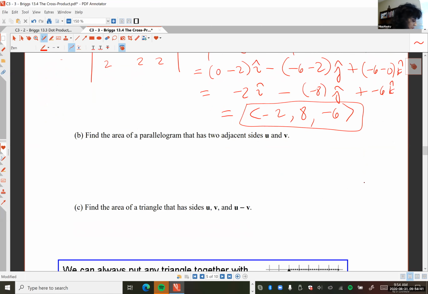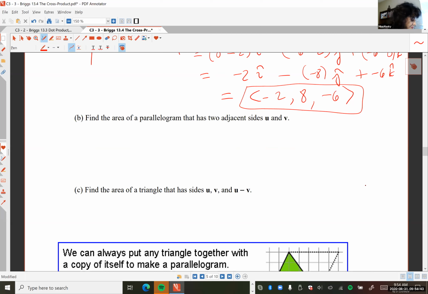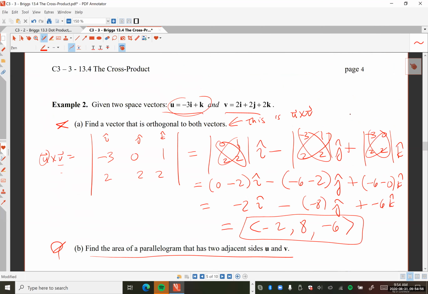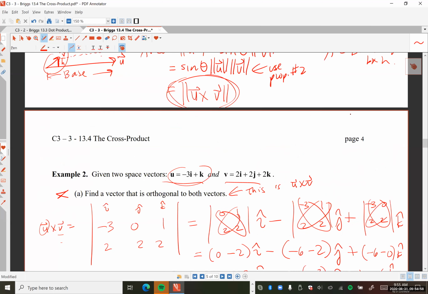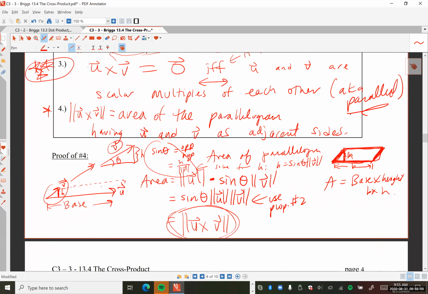And now let's do parts B and C and we'll wrap it up for today. Letter B, find the area of the parallelogram that has u and v as two adjacent side lengths. Okay, any idea how to do this part B? Somebody help me out. Find the magnitude of u cross v.